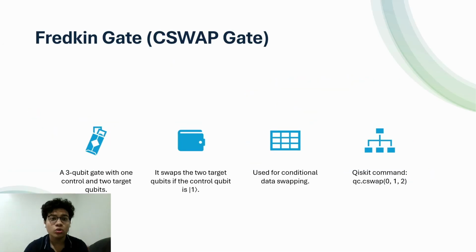So now let's discuss the last quantum gate, which is the Fredkin gate, also called the C-swap gate, as it swaps two qubits, but only if the control qubit is 1. This is useful in quantum circuits where we need to move data conditionally. It works with three qubits, one control and two targets, which need to be swapped. We can also try this in IBM Lab using Qiskit, as we can see here the commands of the Fredkin gate.